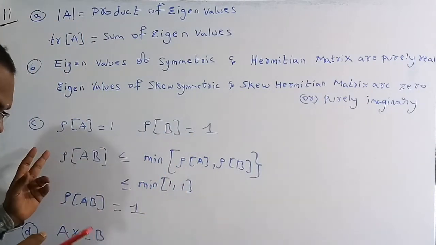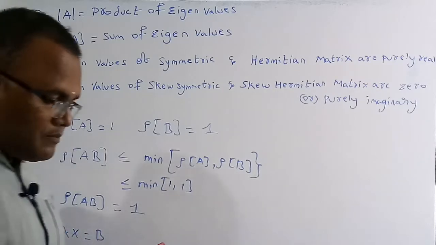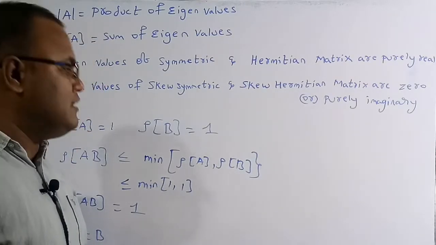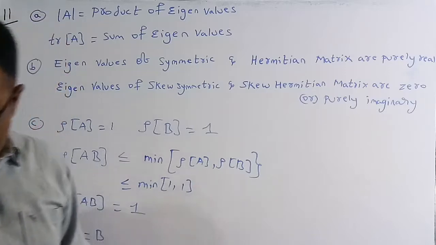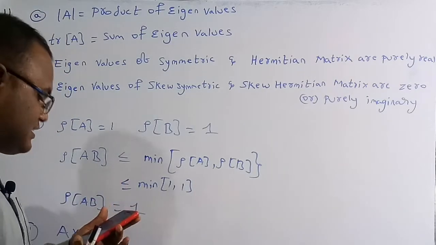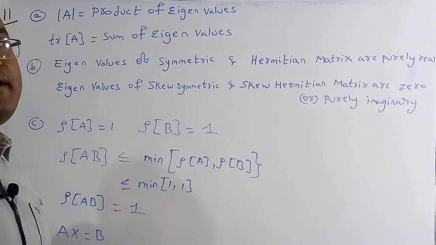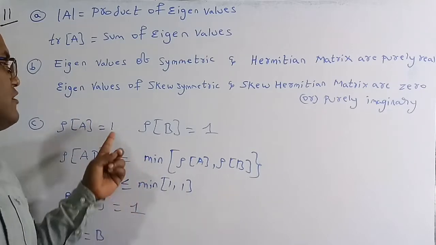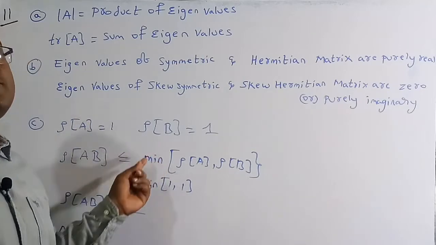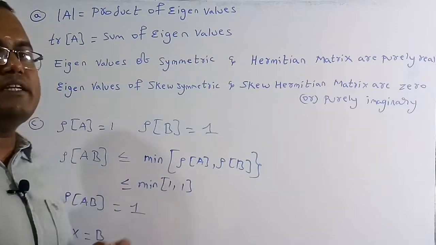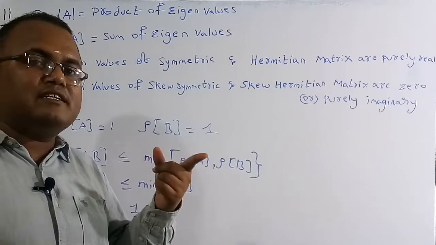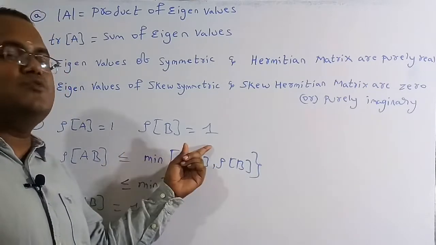And see option C here. If A is a non-zero column matrix and B is a non-zero row matrix, then the rank of AB is equal to 1. In the question they have given that A is a non-zero column matrix, which means it is only one vector, so the rank will be equal to 1. And B is a row vector, which is nothing but a single vector, so we can say the rank is equal to 1.